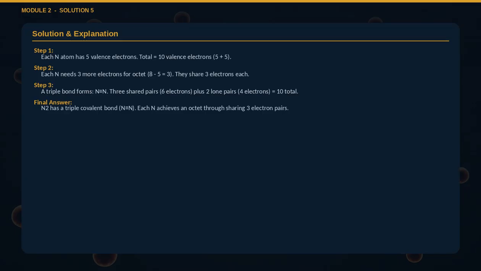Let's solve it. Each nitrogen atom has 5 valence electrons, for a total of 10. Each nitrogen needs 3 more electrons to complete its octet, so they share 3 electrons each. This creates a triple bond, written as N≡N. 3 shared pairs plus 2 lone pairs account for all 10 valence electrons, and both nitrogens achieve a complete octet.